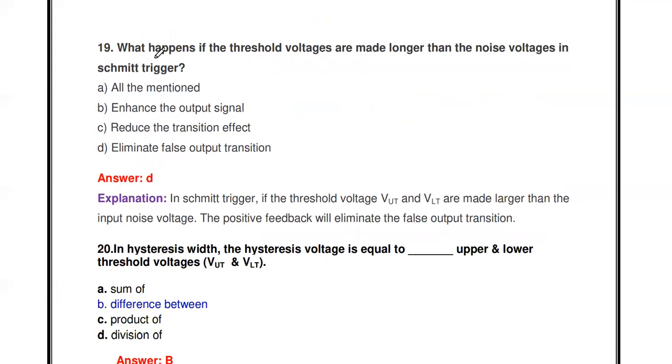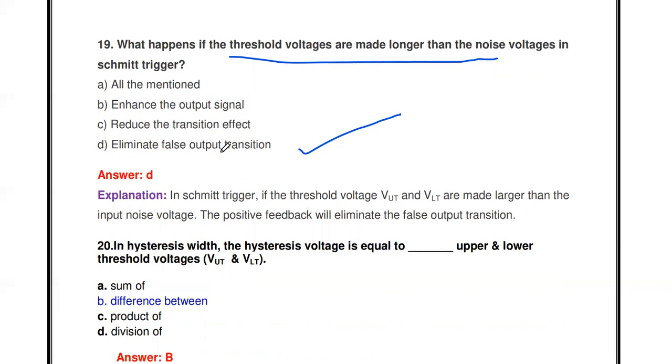The next one, what happens if the threshold voltage is made longer than the noise voltage in Schmitt trigger? If the threshold voltage is longer than the noise voltage, then the false output transition is eliminated.